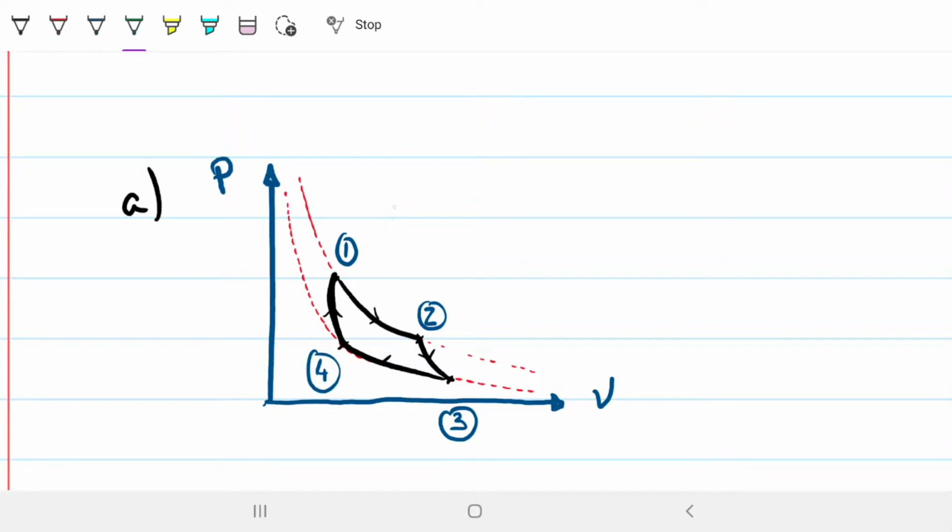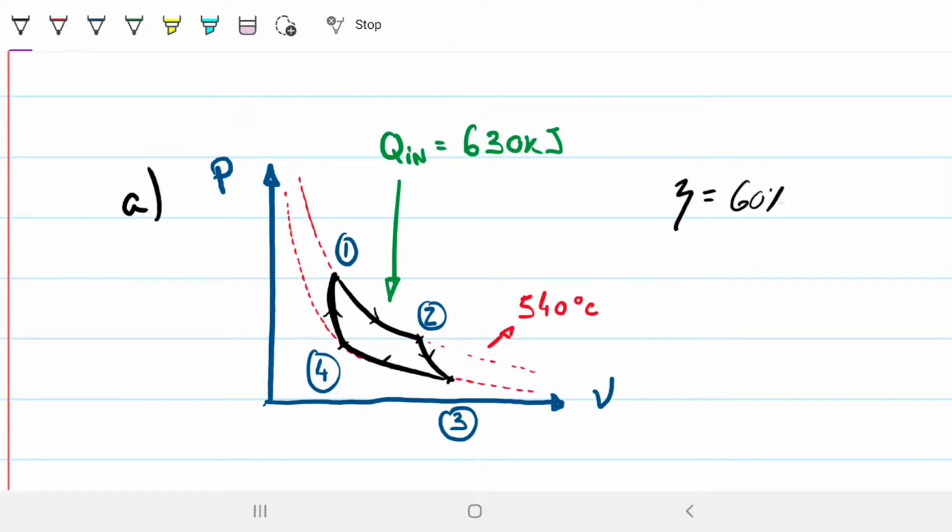Okay, this is the heat addition process, right? This is where Q goes in, and we know this amount of energy is 630 kilojoules. We also know the temperature of this upper limit here, and that was given as 540 degrees Celsius. And we also know the efficiency, right? So the efficiency of this cycle is 60%. And that's pretty much everything we know.